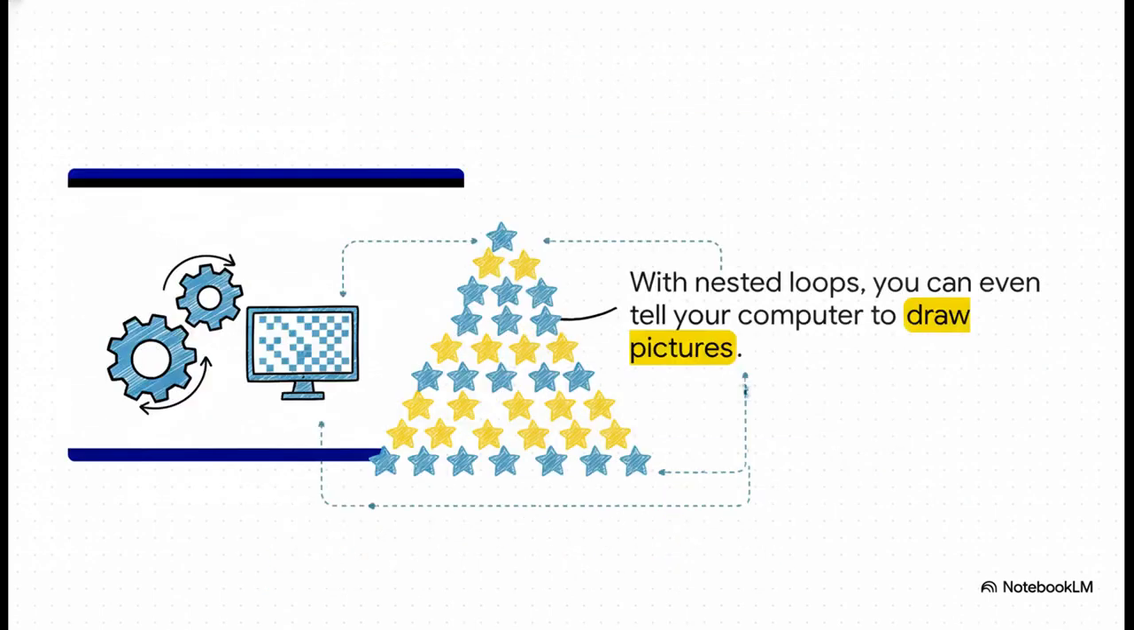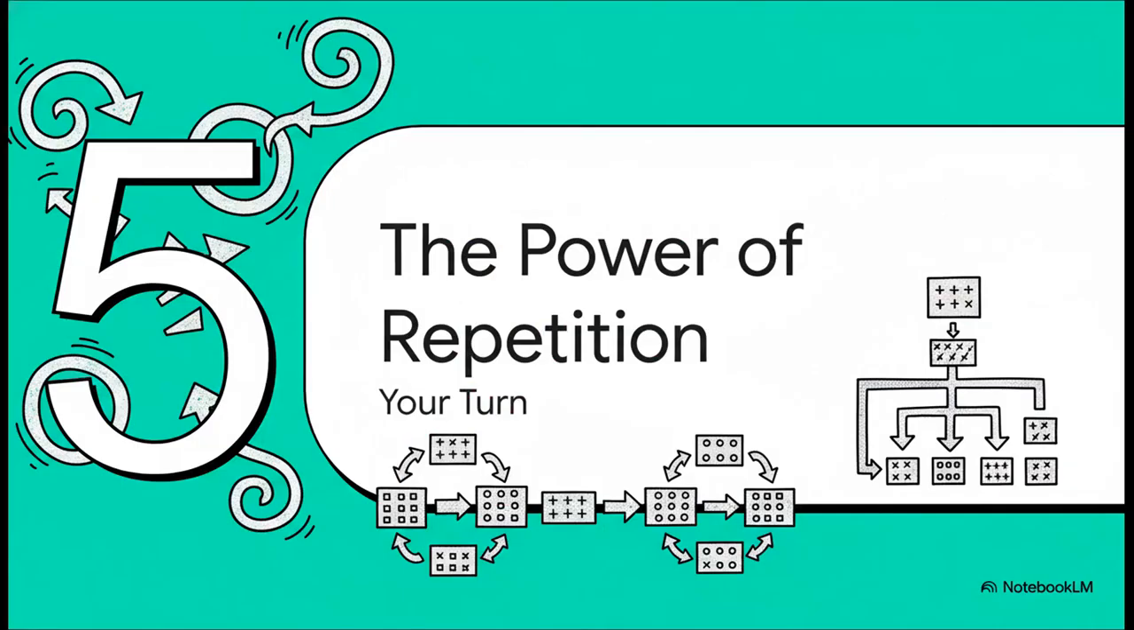And yeah, this isn't just for lists of numbers. Nested loops are how you can create patterns, work with grids of information, or even draw shapes. In this example, one loop is controlling the rows, and the inner loop is controlling how many stars to print in each row. And what do you get? A perfect little triangle, all drawn with code. So cool.